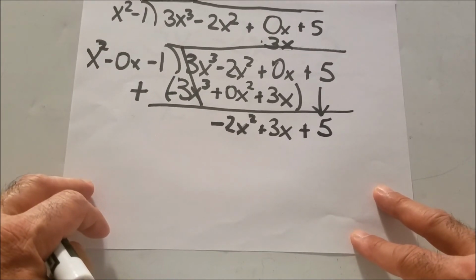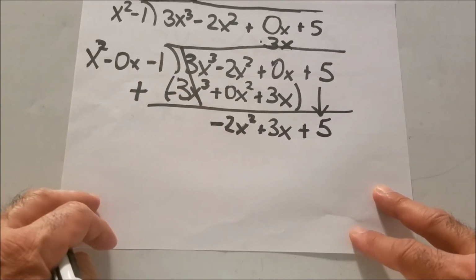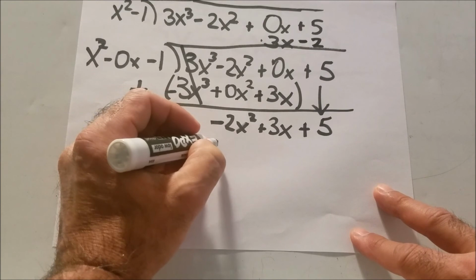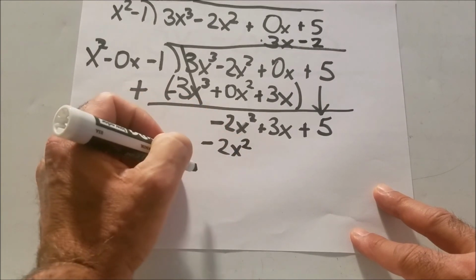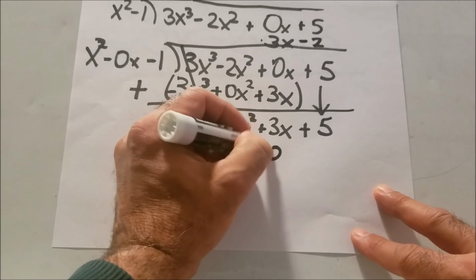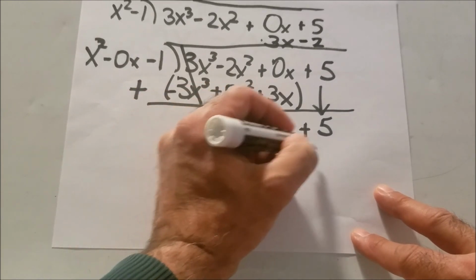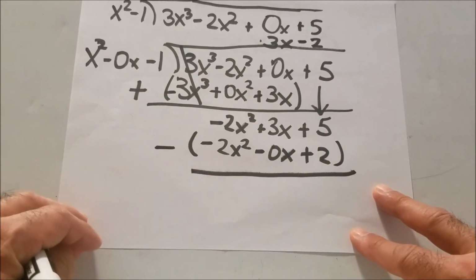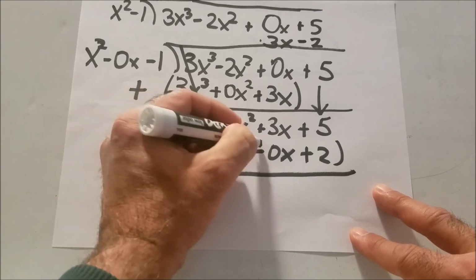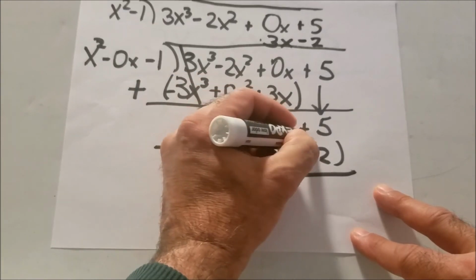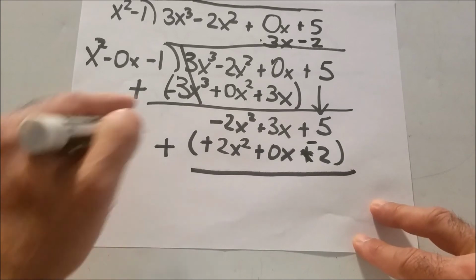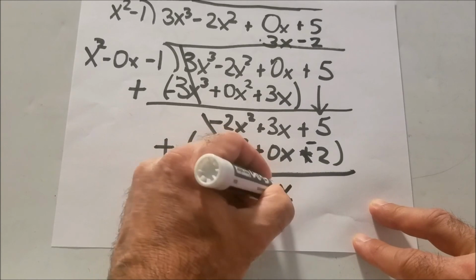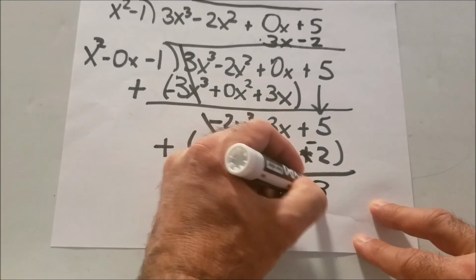Okay, now we have x squared, but we're trying to get negative 2x squared, so we need a negative 2. And then we'll just distribute everything out. So that'll give us negative 2x squared. This will give us a negative 0x. And this will give us plus 2. So, again, we're subtracting. So this becomes plus, and this becomes negative. Be careful with that one. So again, this cancels out. This will be 3x. And this will be plus 3. There's our remainder.